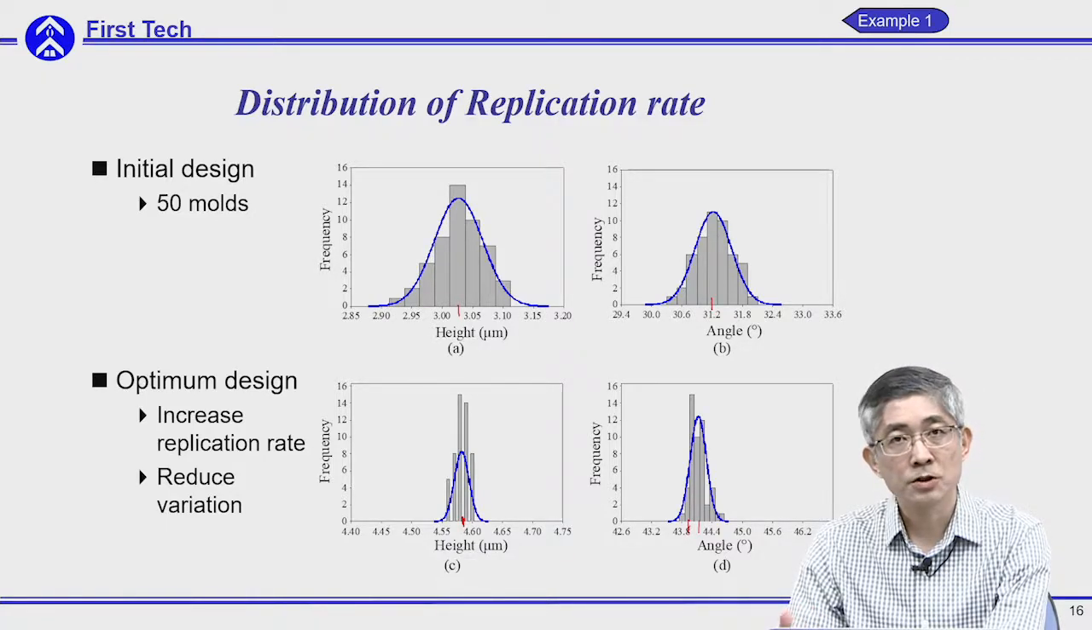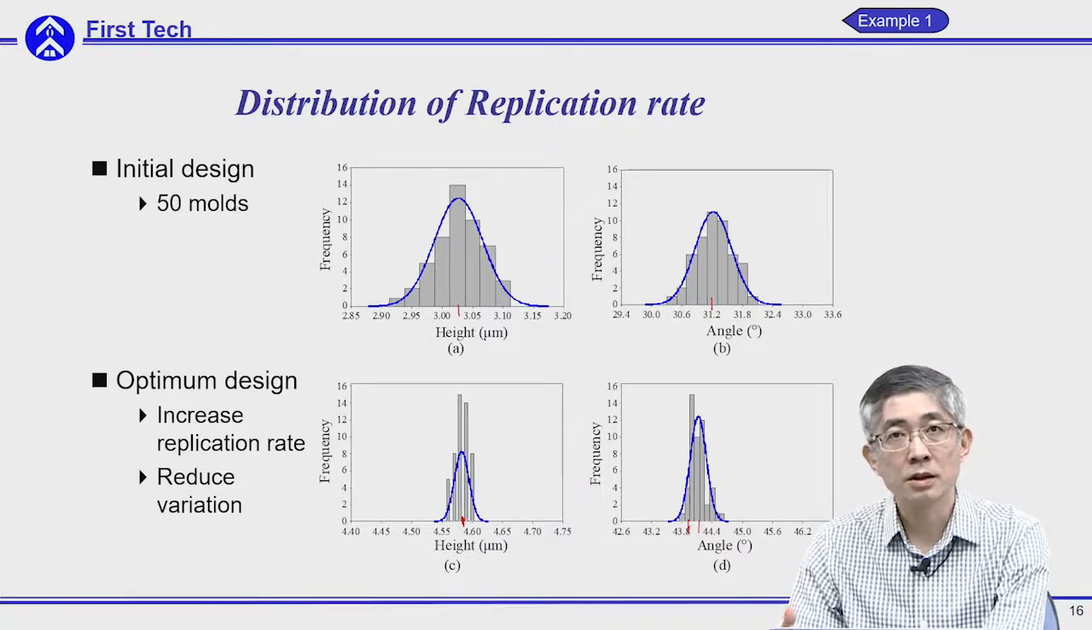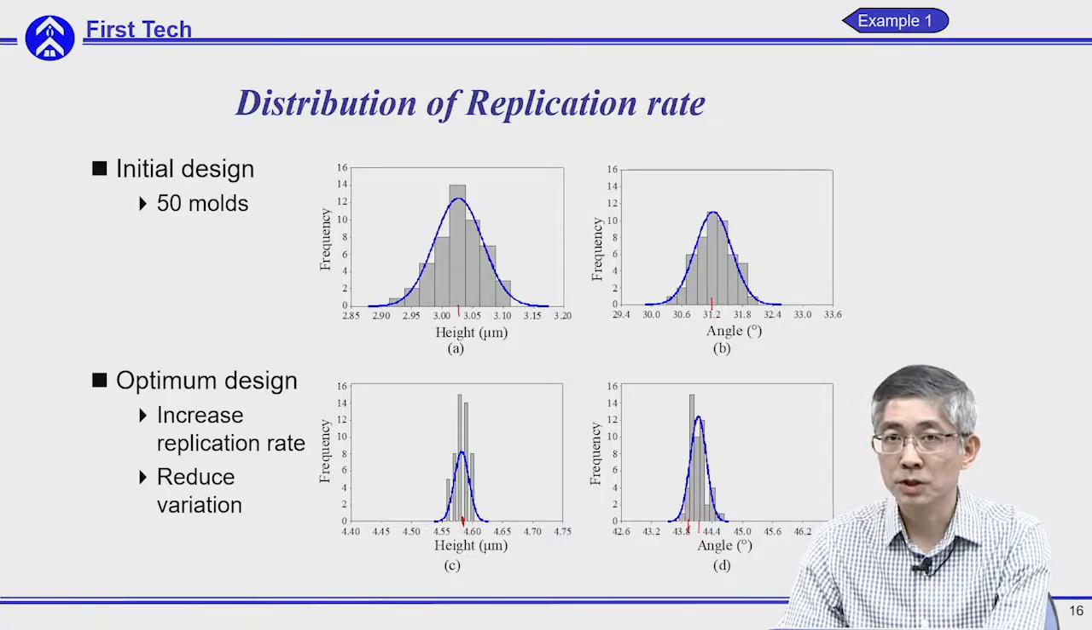So using this Taguchi method, we can not only increase the replication rate, but also reduce the variations.